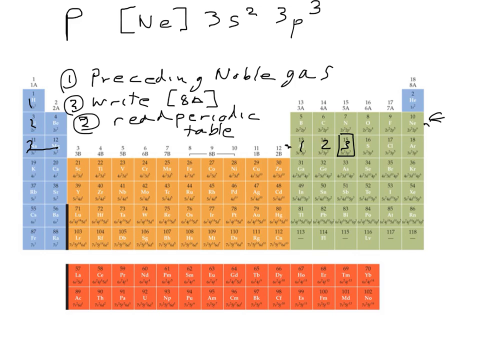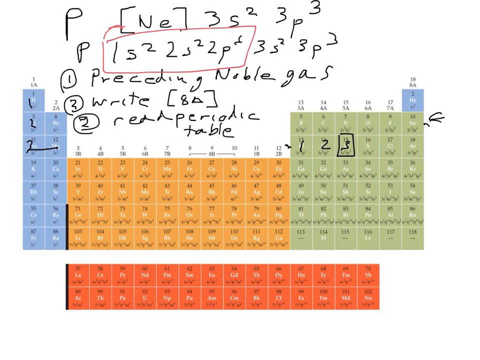If I hadn't used my noble gas notation, I'd have to start all the way back at the beginning of my periodic table and read down to phosphorus. 1s2, 2s2, 2p6, 3s2, 3p3. So I can eliminate having to write all of that stuff by using neon.